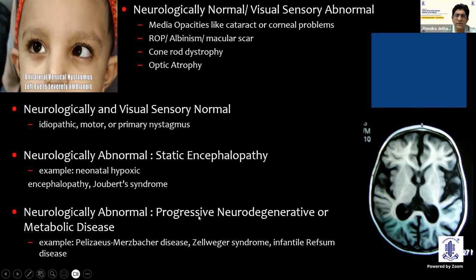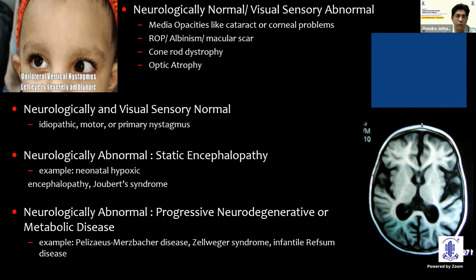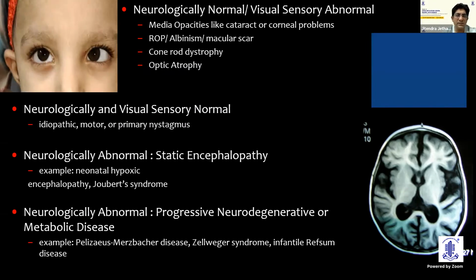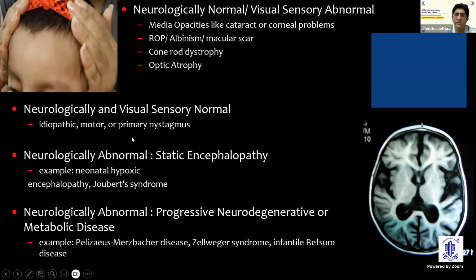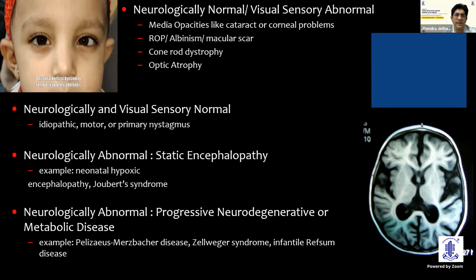So these are some of the things which could be seen. There could be a neurologically absolutely normal kid with visual sensory abnormality. There could be a neurologically and visual sensory normal kid who still has nystagmus. The kid may be neurologically abnormal, but with a static encephalopathy, just like in Joubert syndrome or cortical visual impairment commonly seen in periventricular leukomalacia or hypoxic ischemic damage, like you see the ventricles are dilated here. Or there could be a neurologically abnormal kid with a progressive neurodegenerative disease or a metabolic disease. So this is the whole gamut of nystagmus.